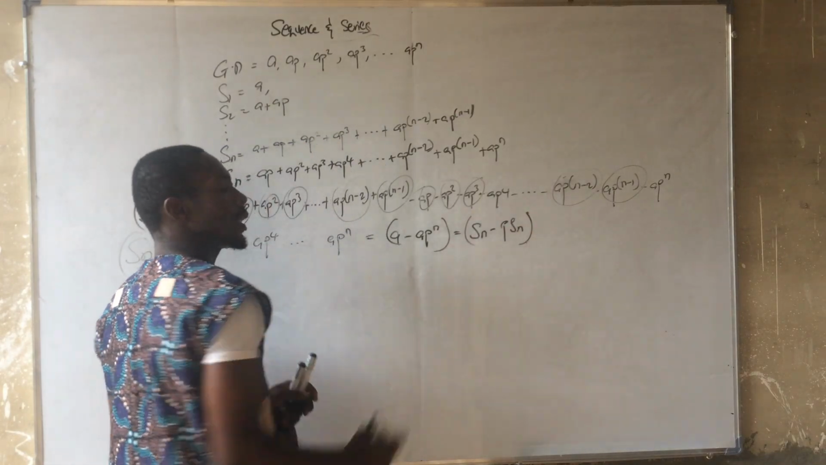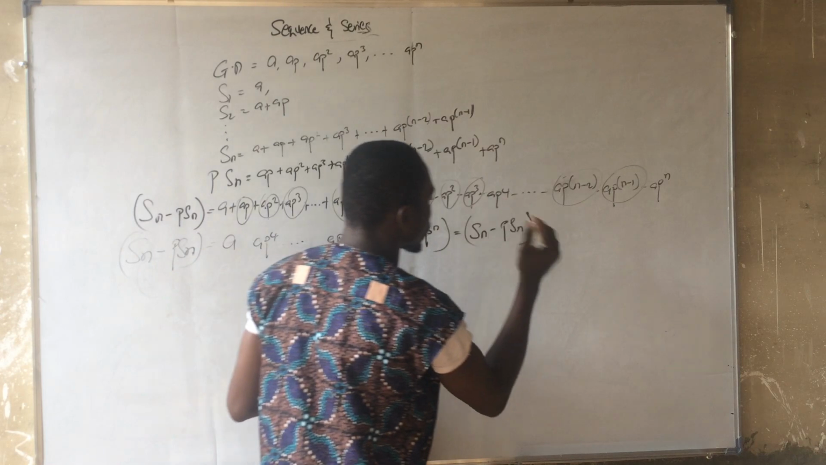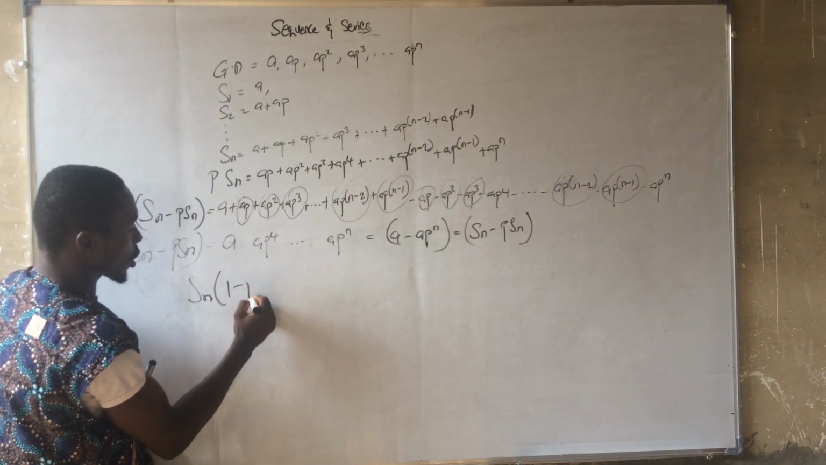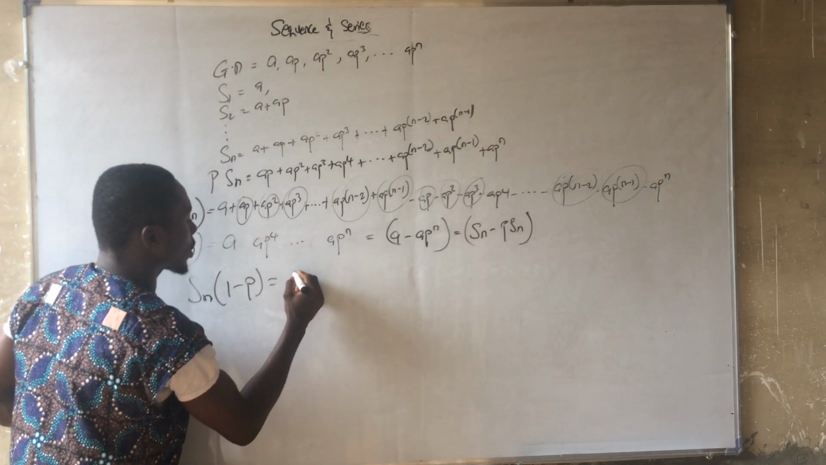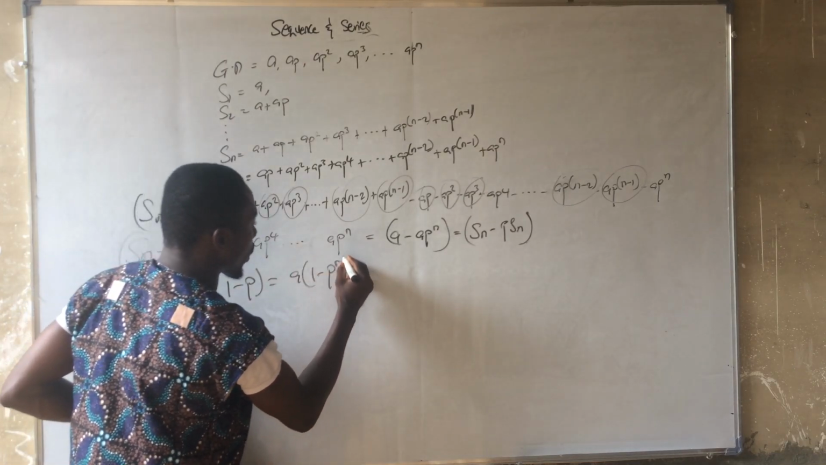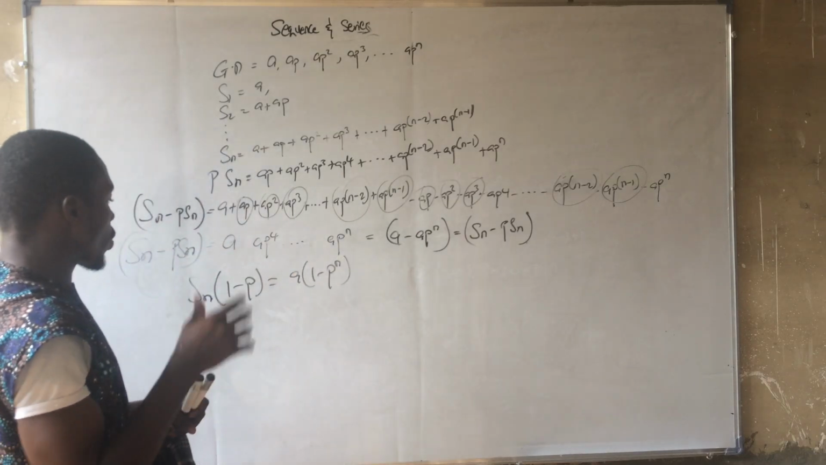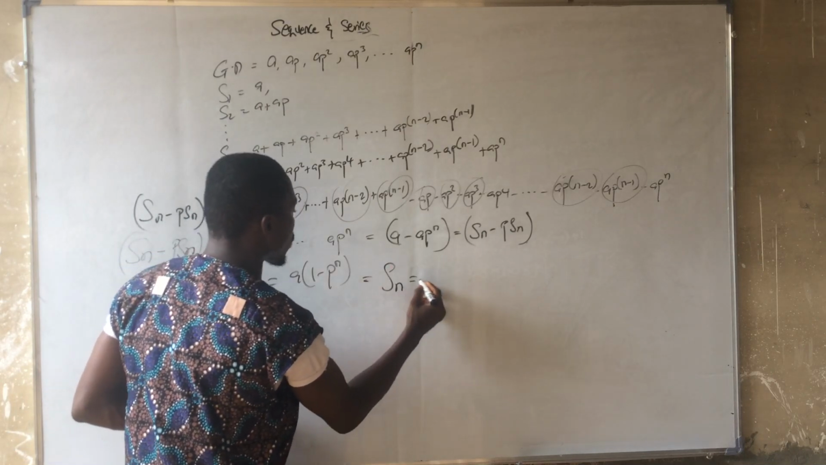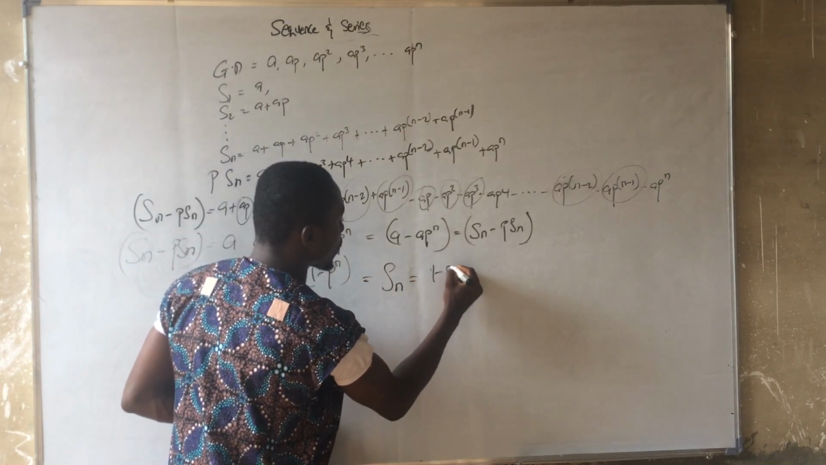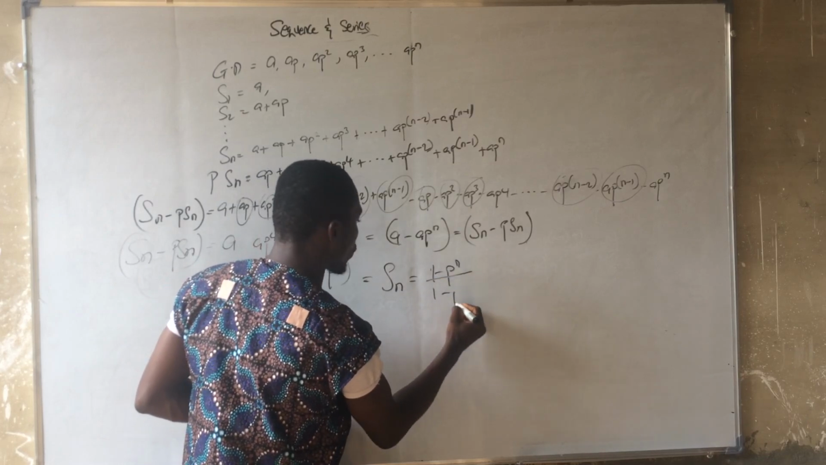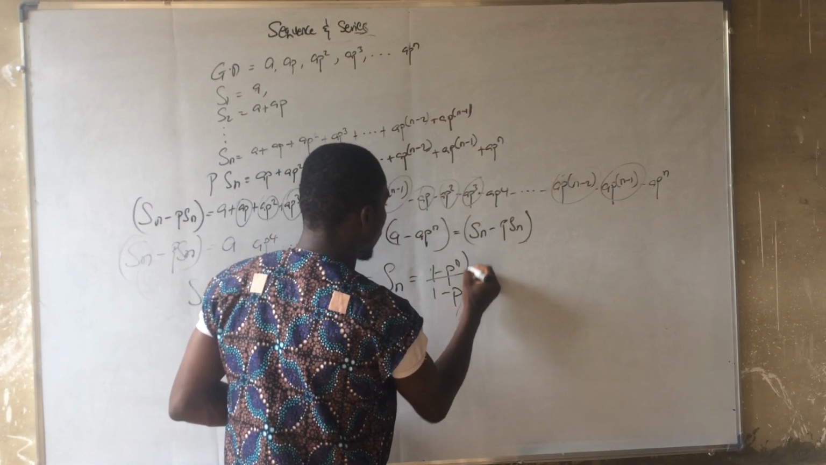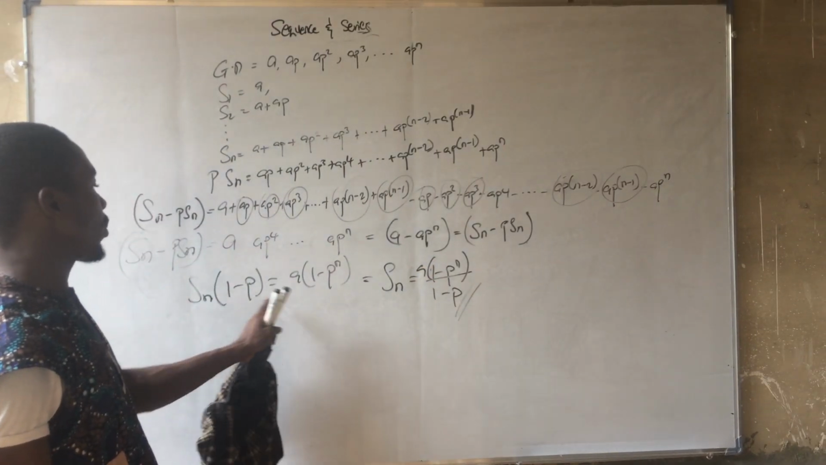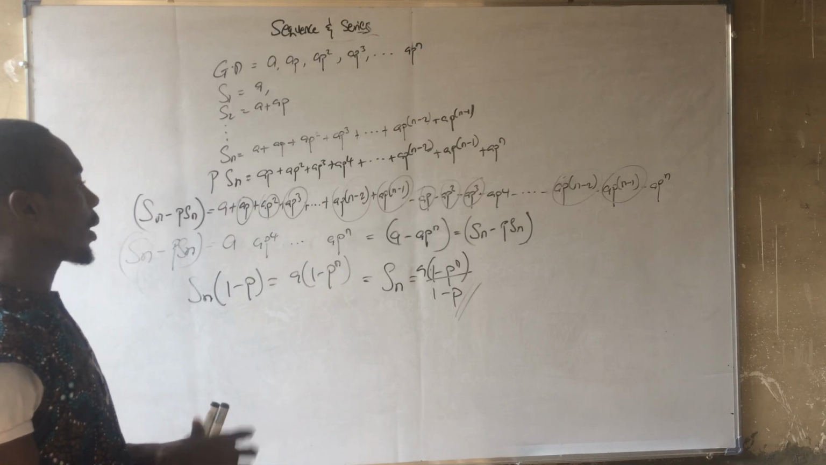Now, since we need them to sum to n, we don't need p Sn to sum to anything. We now say that Sn bracket 1 minus p is equal to a bracket 1 minus p raised to the power n again. Since what we are looking for is the formula for the sum, Sn is equal to a bracket 1 minus p raised to the power n over 1 minus p, and that is the answer. That is dividing both sides by 1 minus p, and that is it.